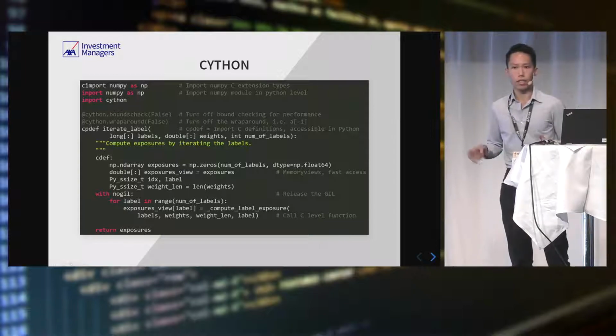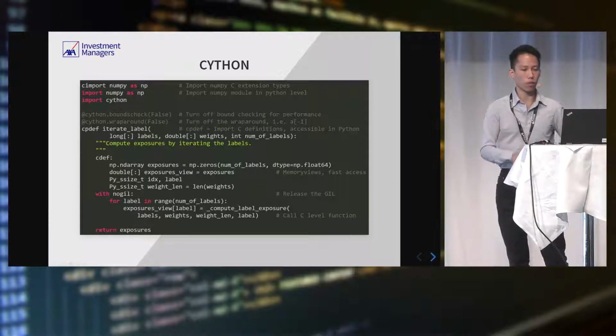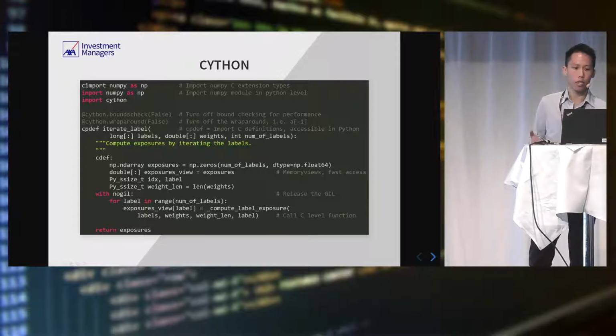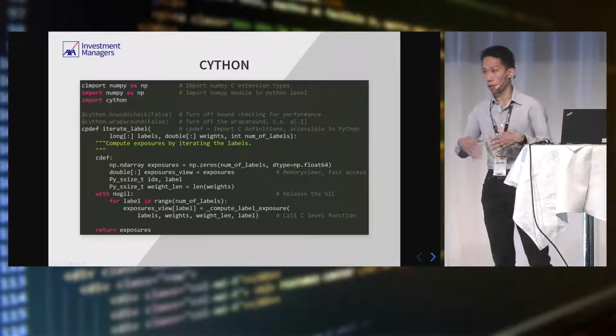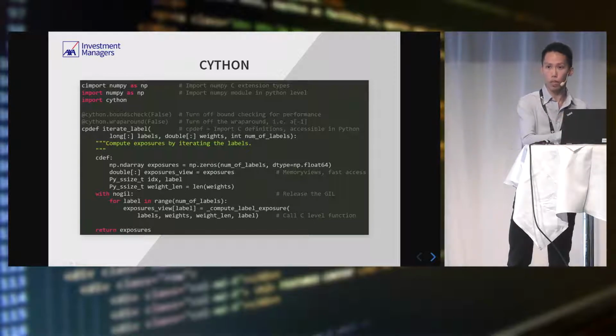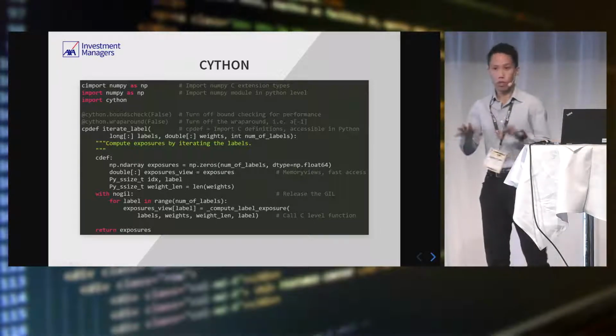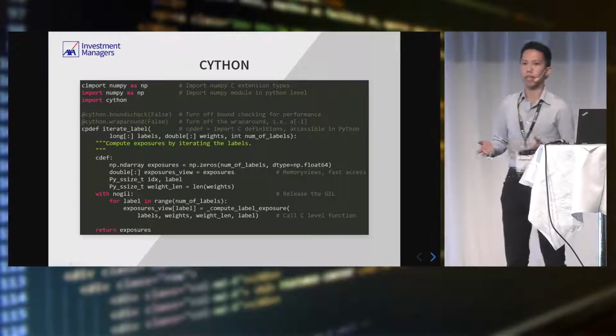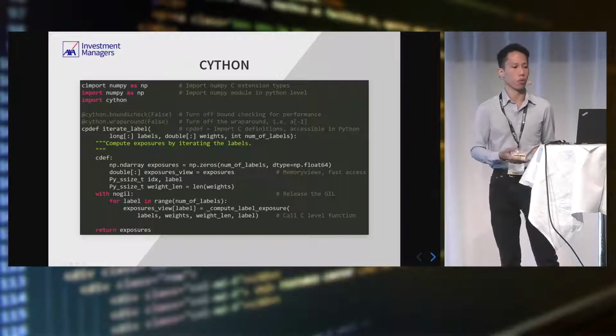Then I declare the cpdef. This Python function is also accessible at the C level. I declare the types, and I can choose not to declare them. You can see I declare the input types, but not the output types. I can put the docstring as in a Python function. Within the scope, I declare what kind of variables and types to use.